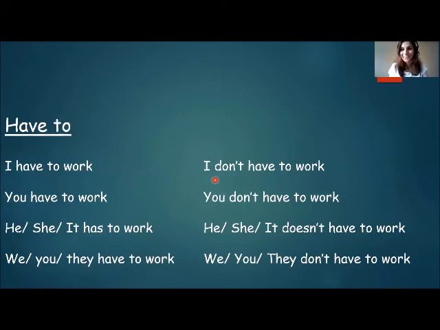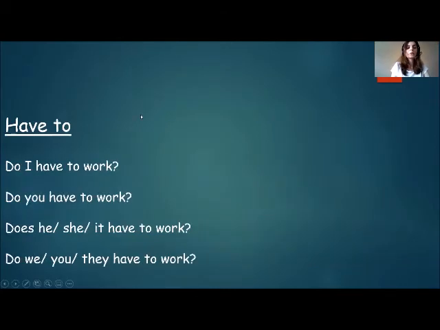In the question, basically, we will use the auxiliary verb do in case of the present tense. So you will say, do I have to work? Do you have to work? Does he have to work? Do we have to work? Right? Again, if you want to use it in the past tense, for instance, do changes into did. Yeah, as in normal past simple. Did I have to work? Did you have to work? Did he have to work? And so on. Yes? Cool, guys.